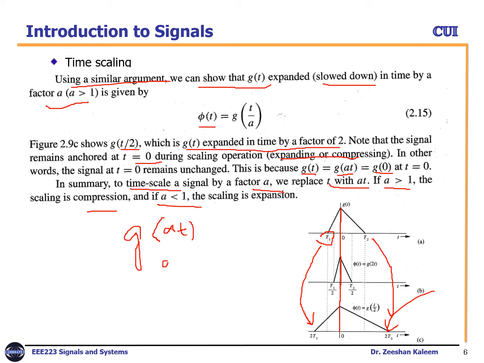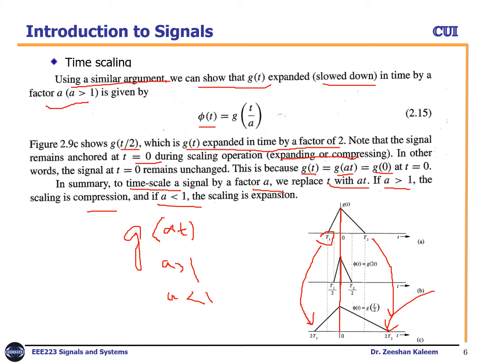But when a is greater than 1, it is called compression, but when a is less than 1, it is called expansion. How? Look at this: we considered here a = 1/2, which is less than 1, so it is 0.5. And in the previous example, we considered a greater than 1, which was 2. So this was the concept of time scaling.